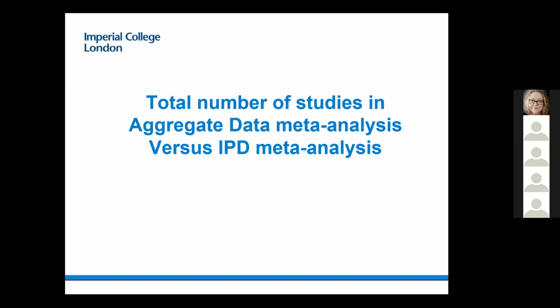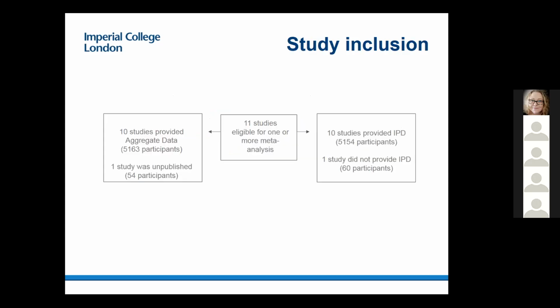So I'm now going to start summarising the differences between the aggregate data and IPD meta-analysis results. And this will start with the total number of studies included in the analyses. So the search that was run yielded 11 trials eligible to be included in one or more meta-analysis, as they included at least one relevant outcome. Now, of these, individual patient data was obtained from 10 studies with a total of 5,154 participants. Now, there was one study with 60 participants that didn't provide any IPD.